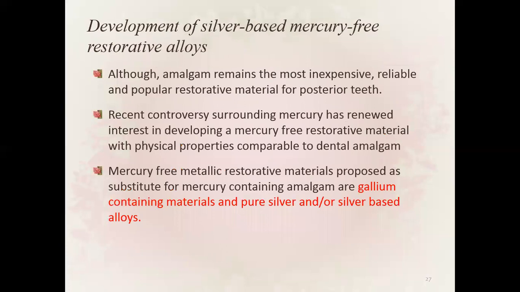Now, development of silver-based mercury-free restorative alloys. Although amalgam remains the most inexpensive, reliable, and popular restorative material for posterior teeth, recent controversy surrounding mercury has renewed interest in developing a mercury-free restorative material with physical properties comparable to dental amalgam. Mercury-free metallic restorative materials proposed as substitutes for mercury-containing amalgams are gallium-containing materials and pure silver or silver-based alloys.